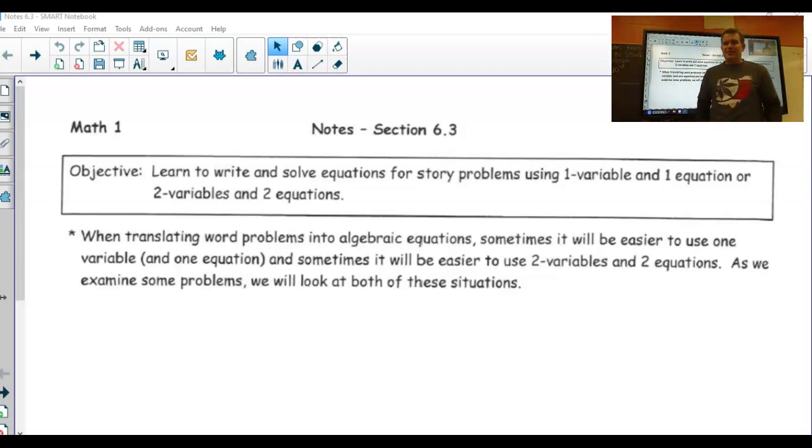Guys, these are the notes for section 6.3. I guess here we go.